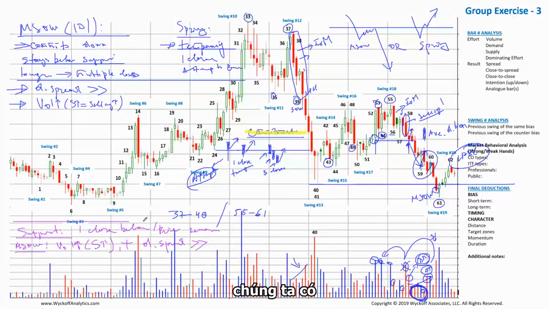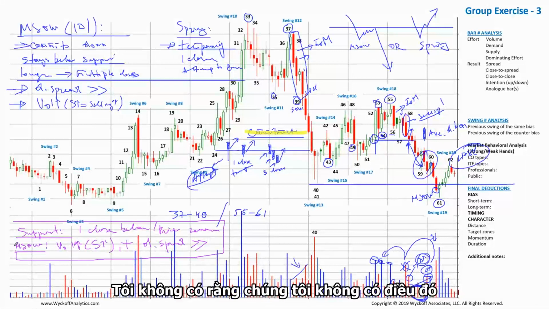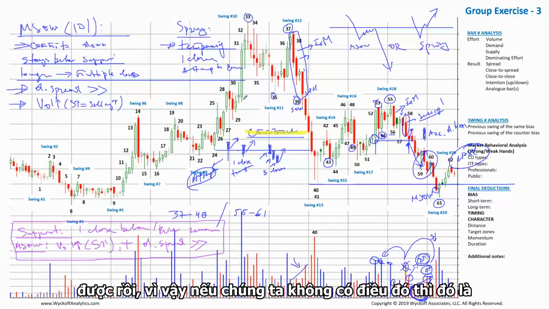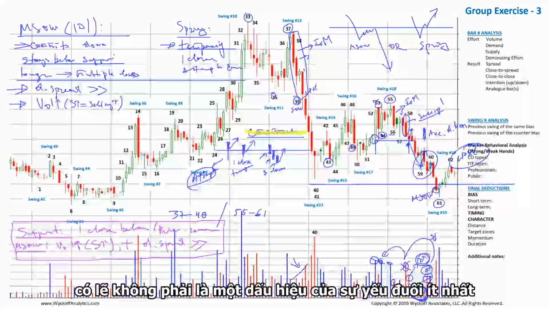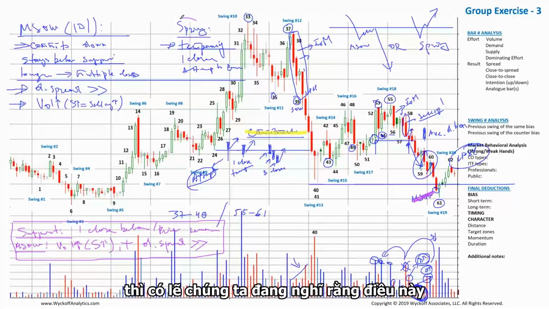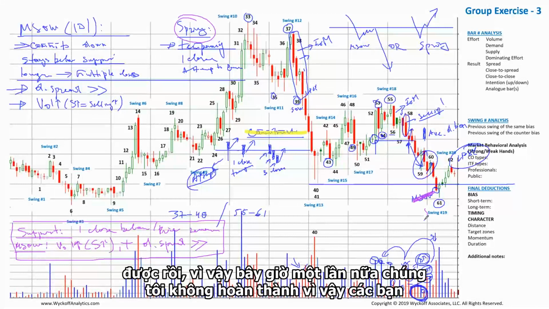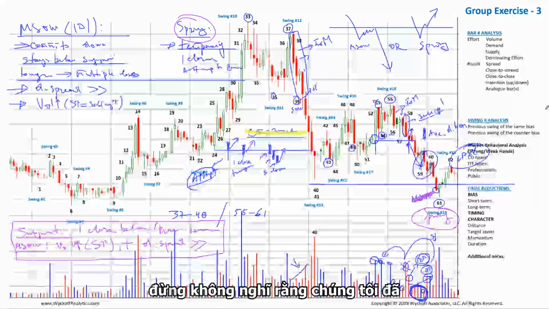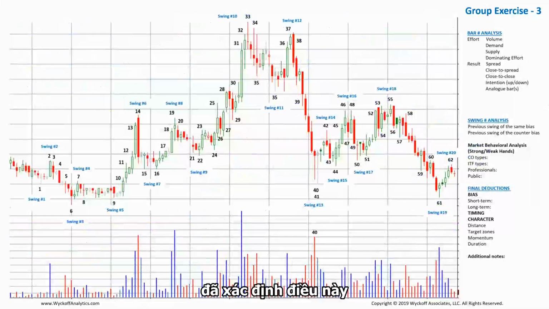Do we have that? We don't have that. So if we don't have that, then it's probably not a sign of weakness, at least for now. At least we need to confirm this. Then probably we're thinking that this could be a potential spring. Okay, so now again, we're not done. So guys, don't think that we've defined this.